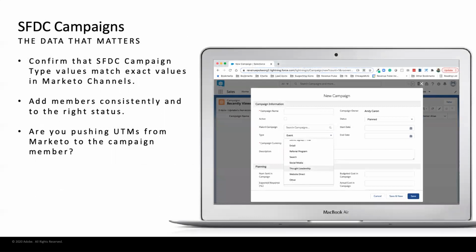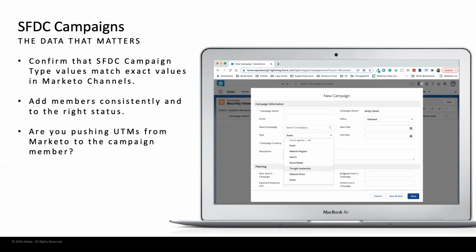All right, so next, SFDC campaigns. You want to make sure that the SFDC campaign type is an exact match to your Marketo channels. If you're pushing in a Marketo channel, it will create that value just on that particular record for the type, but it's not going to be in the pick list, and that's going to cause problems later. So you want to make sure that those are aligned. And if you're adding to Marketo, then you also need to modify that pick list value on the SFDC side.